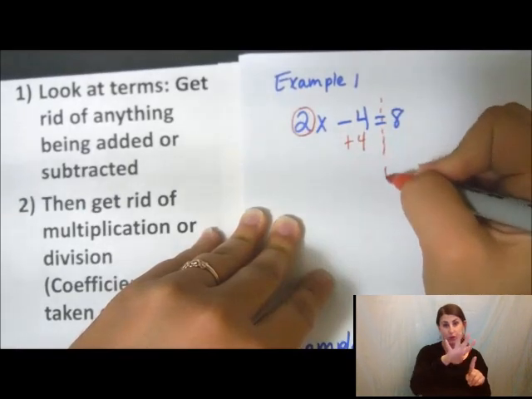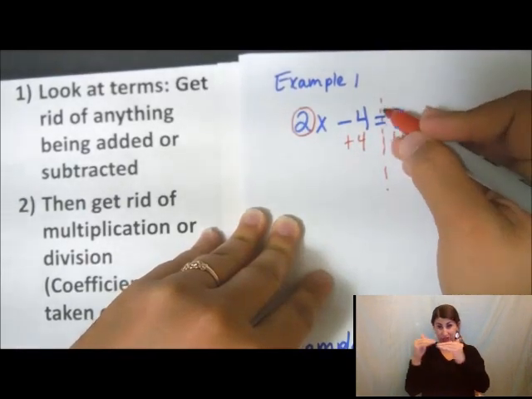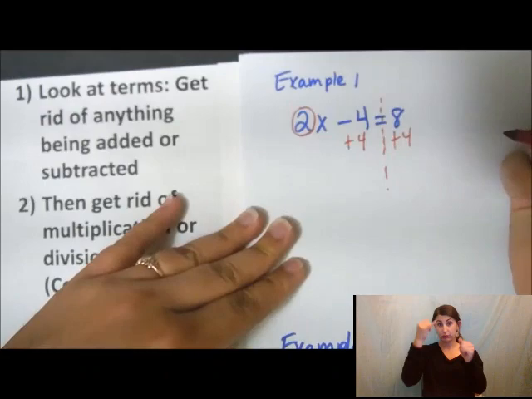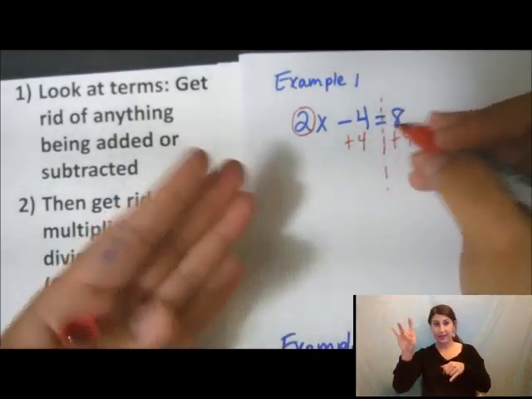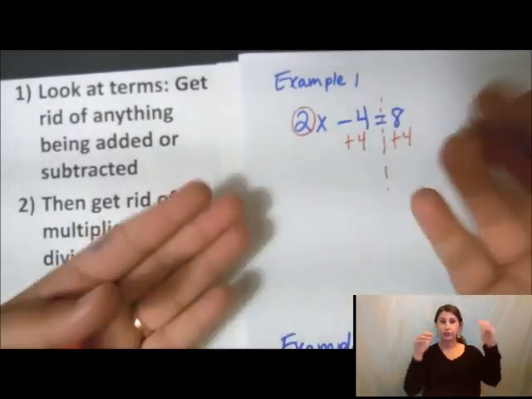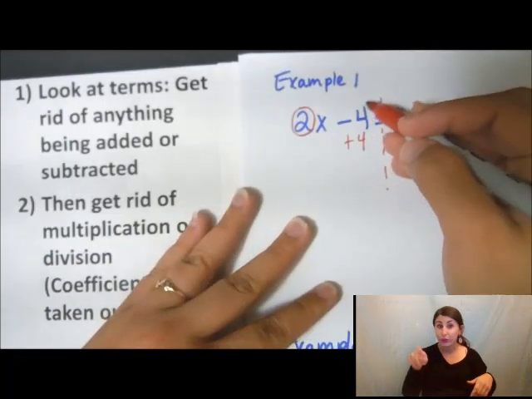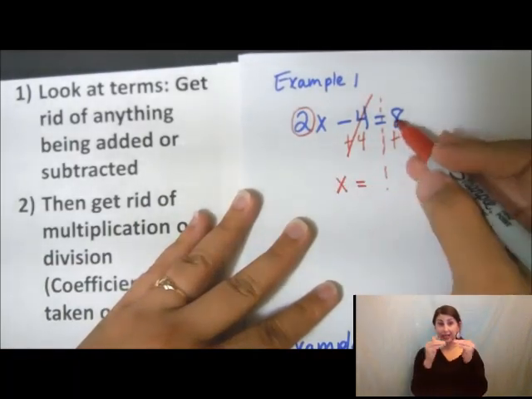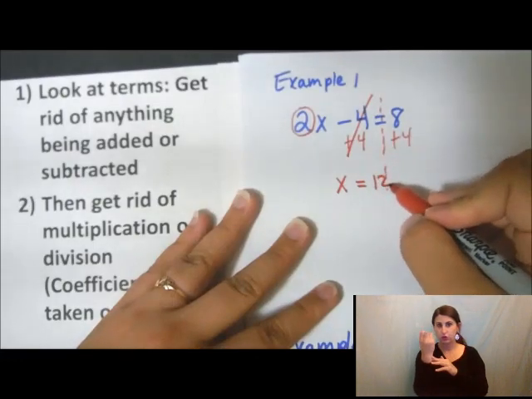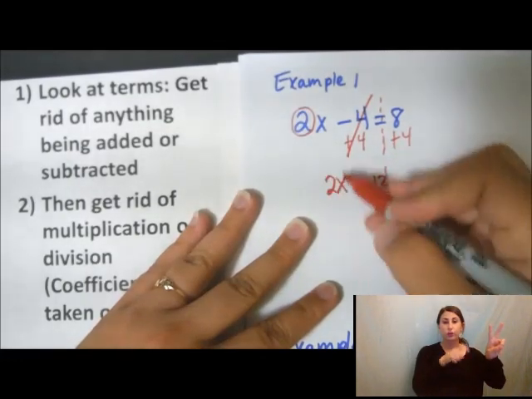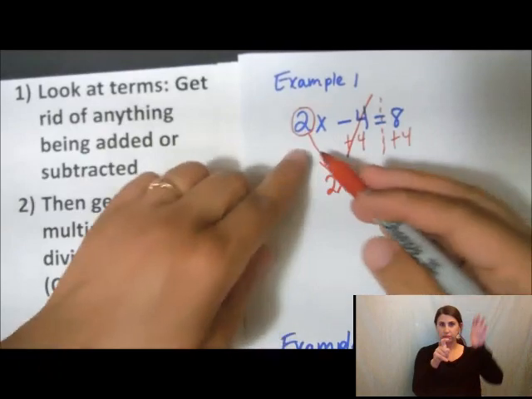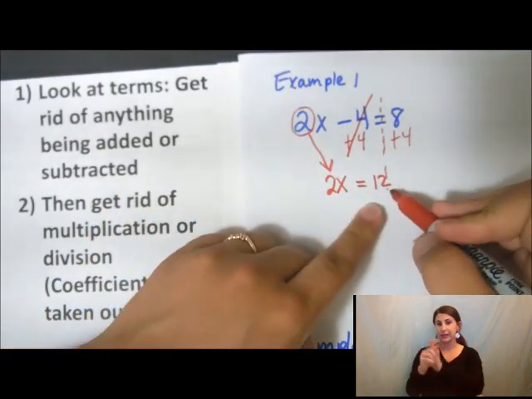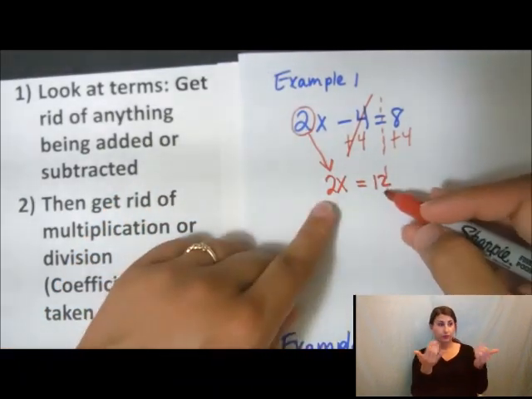Whatever I do to one side, I have to do to the other. I'm drawing this dotted line to remind me that there are two sides of the equation. It has to balance. This cancels to make 0. Then I'm left with 8 plus 4, that's 12. Oh, sorry, 2x equals, I have to bring that whole thing down. So 2x equals 12. Right now I'm at this point.